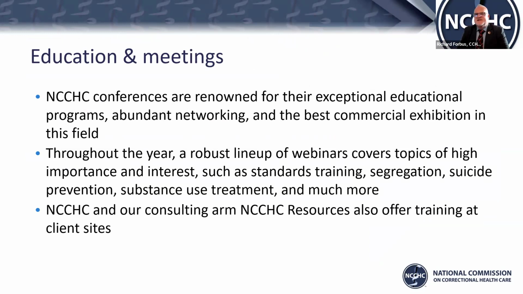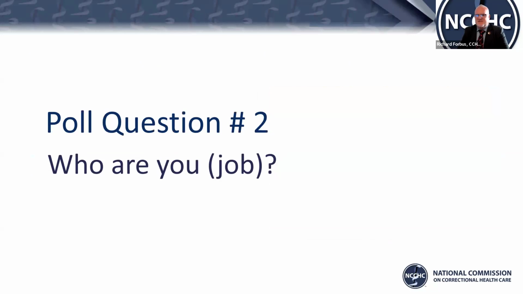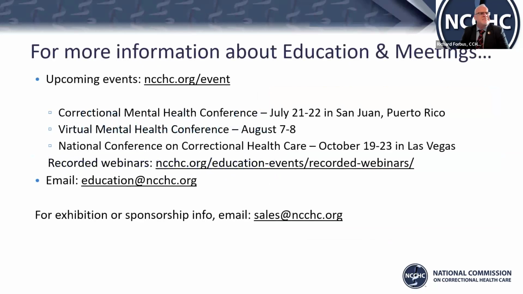Our conferences, basically, we do 3 in-person conferences a year. Who's attended an NCCHC conference before? I see one. We're there all the time, right? So the big ones are the national conference, that's in October. We just did our spring conference this year. It was in St. Louis. That's a little bit smaller, a little more intimate. And then we have a mental health specific conference in July. So this year in July, we're going to be in Puerto Rico. The national conference will be back in Las Vegas again this year.